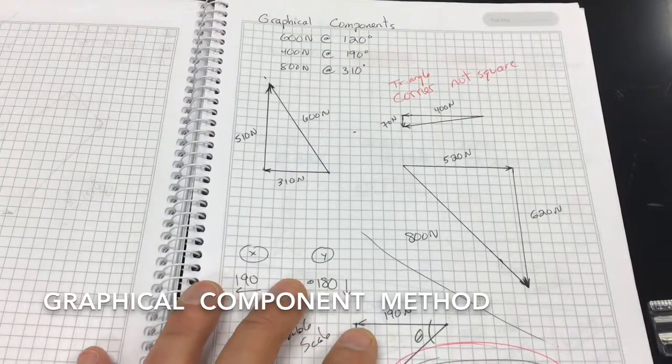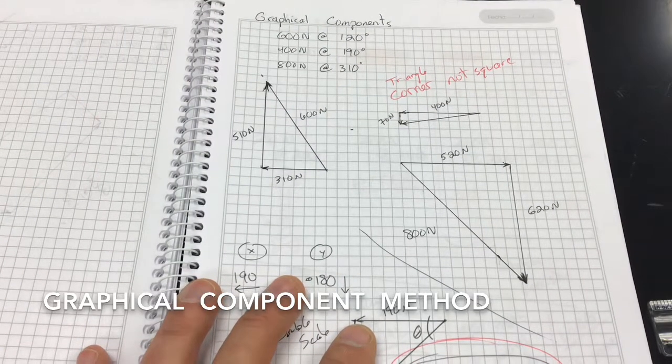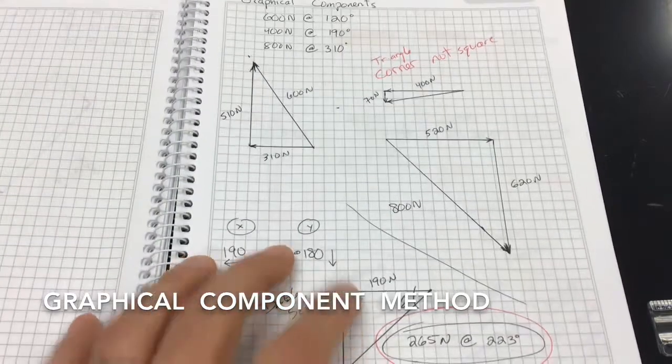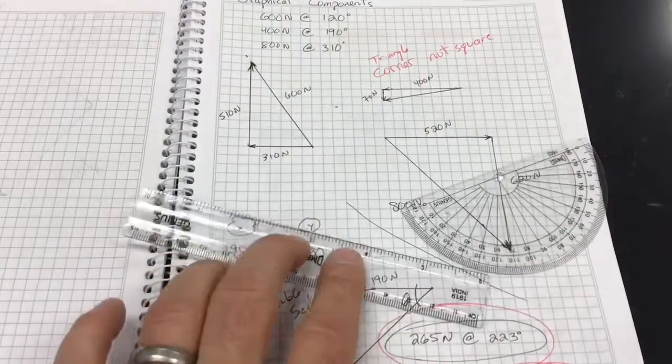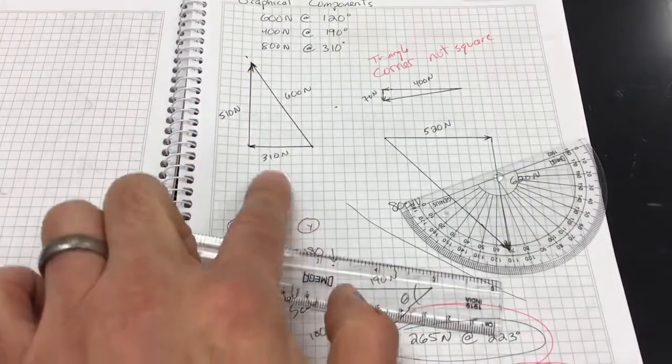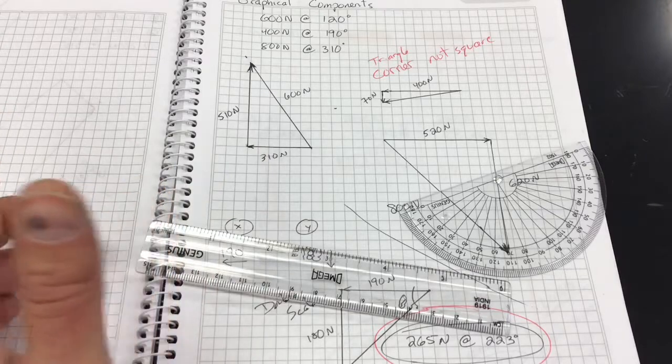Graphical components. This was one I didn't expect. I suddenly realized, oh, well, graphical components, I could do that too. So if I do this 600 newtons and draw that perfectly with protractor and ruler, I can then draw the X and draw the Y and get 310 and 510. Just draw them, why not?